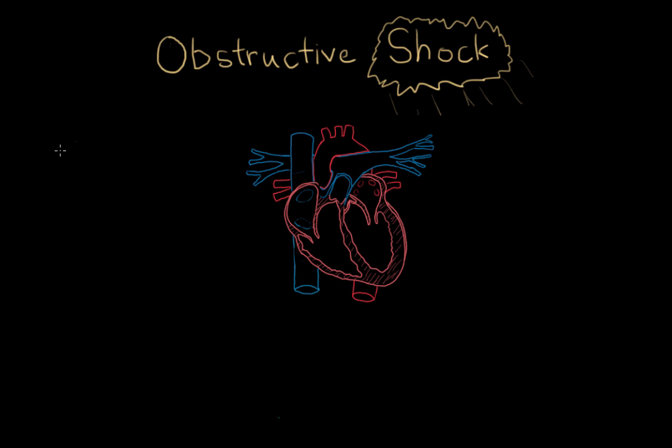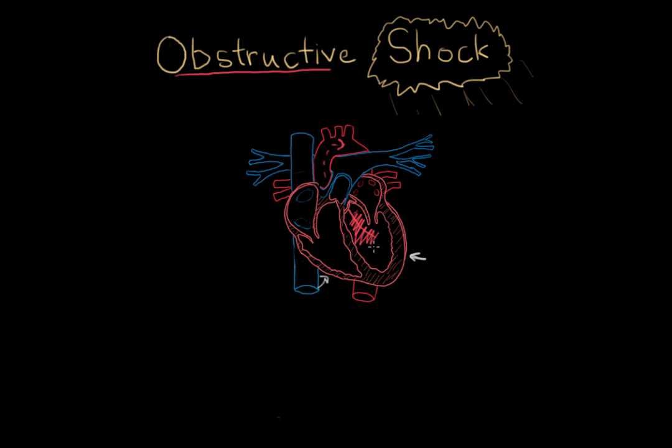Obstructive shock is very similar to cardiogenic shock, and that's actually why I have this heart drawn out right here. In cardiogenic shock, the problem is the heart is not able to squeeze properly and pump blood forward. In obstructive shock, it's very similar, except the issue here is an obstruction. There's an obstruction either surrounding the heart or in the blood vessels that prevents blood from being pumped forward. But because it's very similar, you can have very similar symptoms as you see in cardiogenic shock.